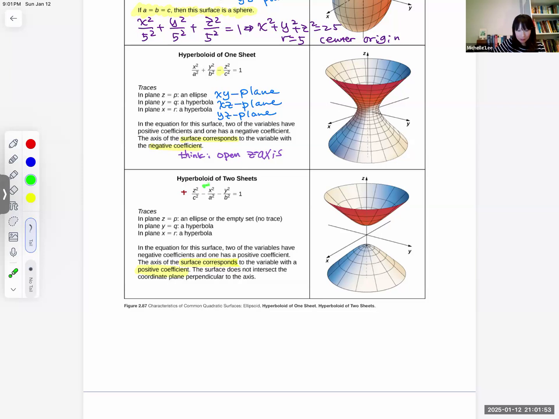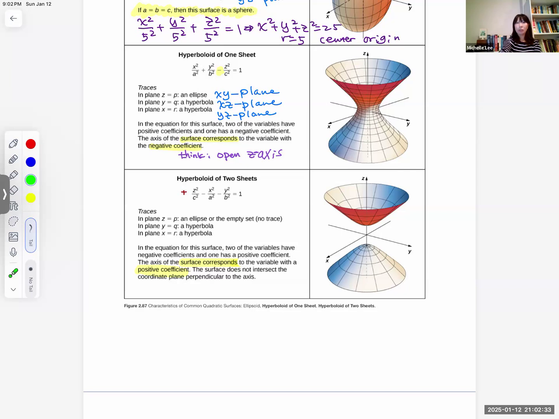If x is positive, then the shape looks like this, right? Yeah. And if y is positive, then the shape looks like that, right? So everything is okay? All right.